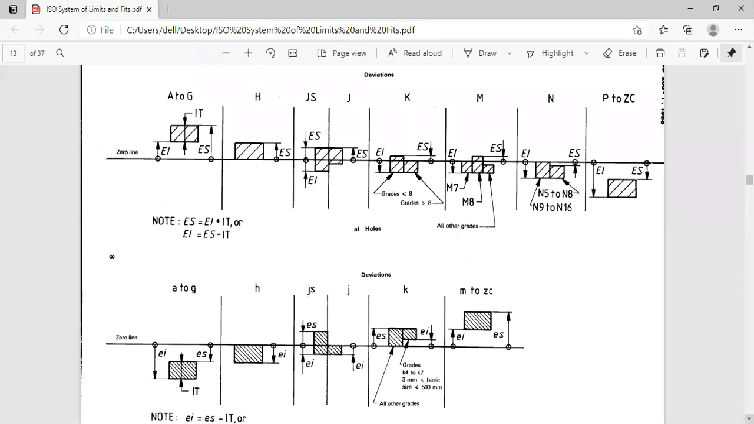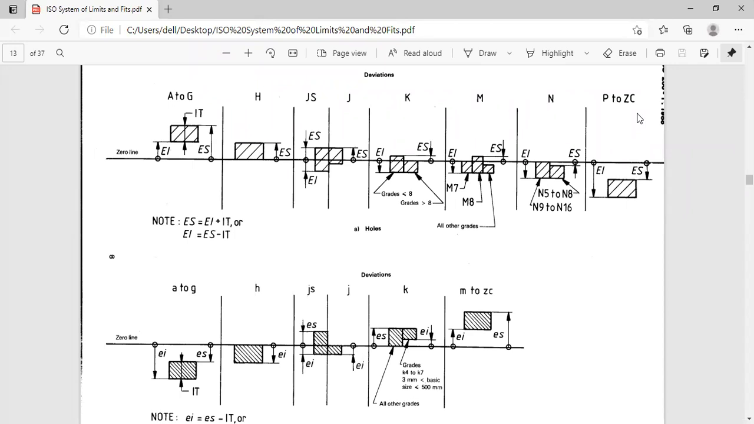So you have already shown here the lower deviation from A to H. How is it represented? Because it is on the zero line, he has represented it totally in a different zone. All of this is on the same zero line. A to G, lower deviation. This is the tolerance zone. EI, capital EI, lower deviation; capital ES, upper deviation. So from A to this particular one, whatever values he has represented, he has given up to ZC.